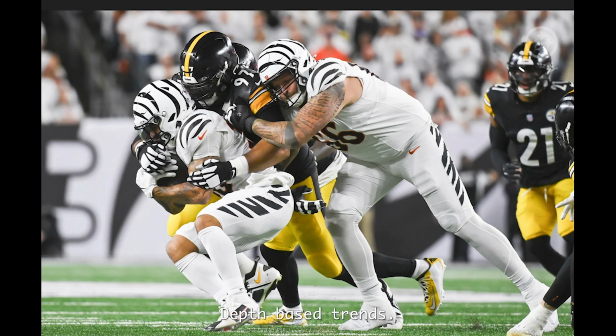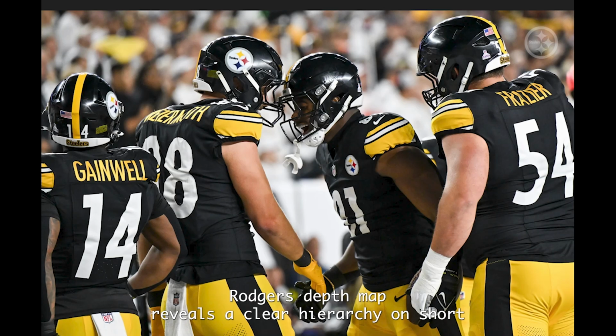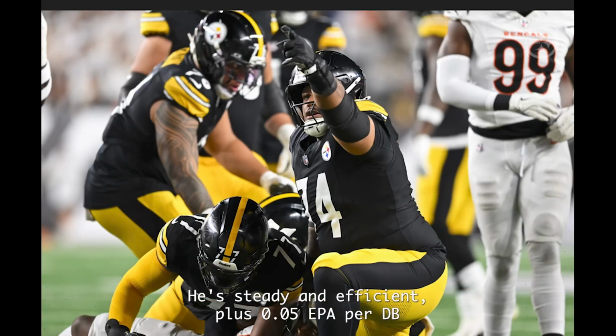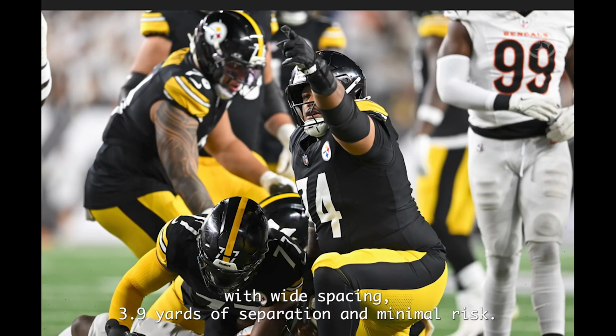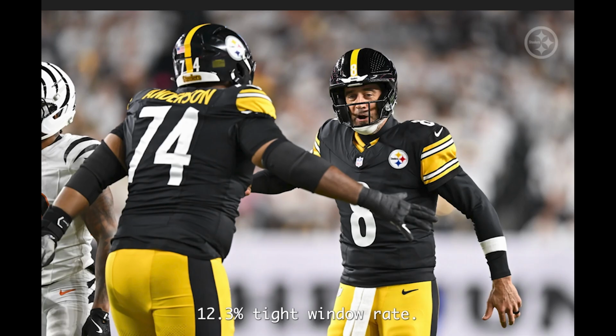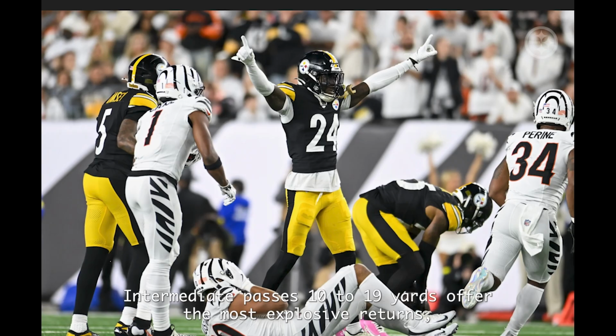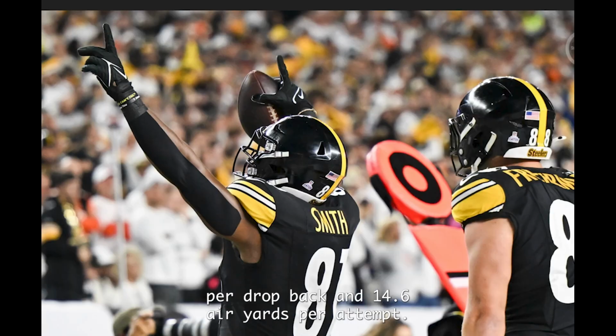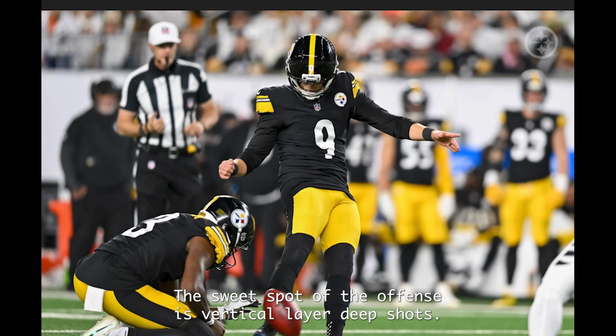Depth-based trends. Rodgers' depth map reveals a clear hierarchy. On short throws, under 10 air yards, he's steady and efficient, plus 0.05 EPA per DB with wide spacing, 3.9 yards of separation, and minimal risk, 12.3% tight window rate. Intermediate passes, 10 to 19 yards, offer the most explosive returns, averaging plus 0.44 EPA per dropback and 14.6 air yards per attempt. The sweet spot of the offense's vertical layer.